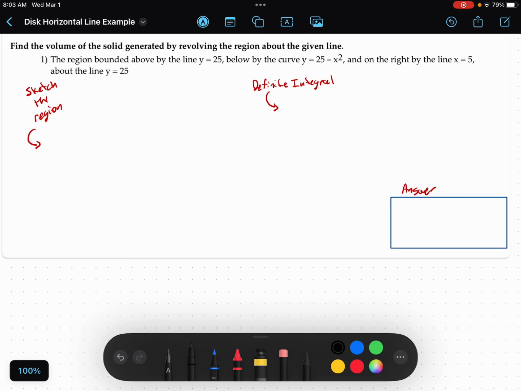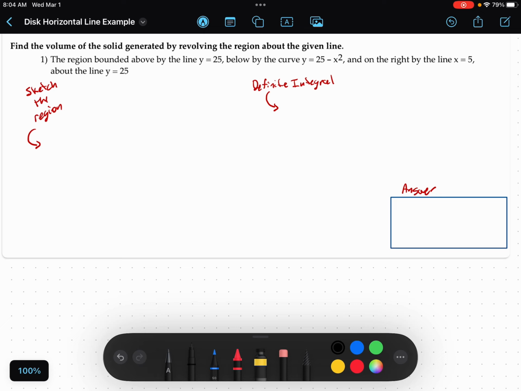So what we're trying to do is find the volume of the solid generated by revolving different regions around horizontal lines that aren't the x-axis. So we're taking the next step in this disk method journey that we're on. Let's start by reading this one over, and we're going to sketch the region first.